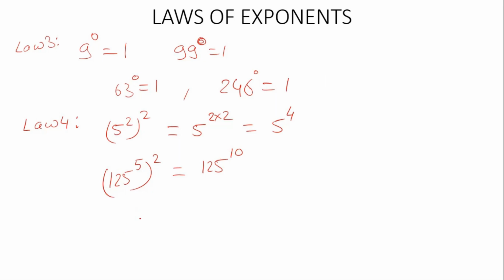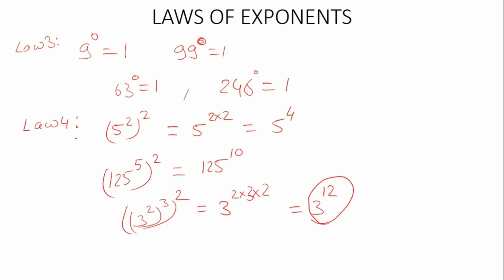One more example. Suppose 3 to the power 2 whole to the power 3 whole to the power 2. How can we write it? 3 to the power 2 into 3 into 2. The answer will be 3 to the power 12. So you must remember all these laws that I am explaining here.